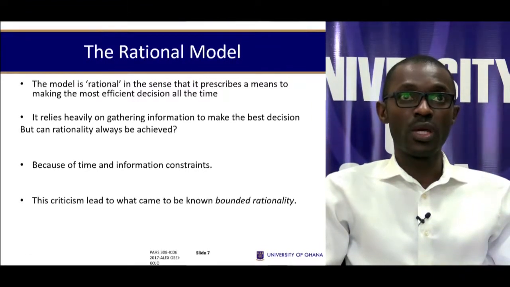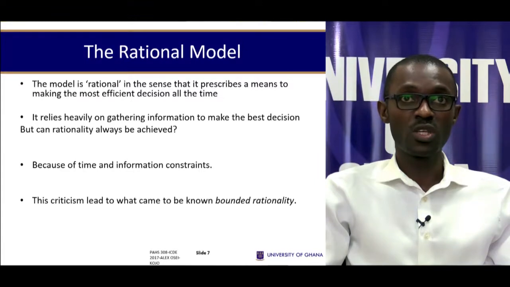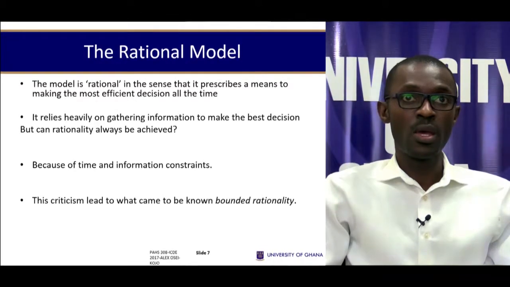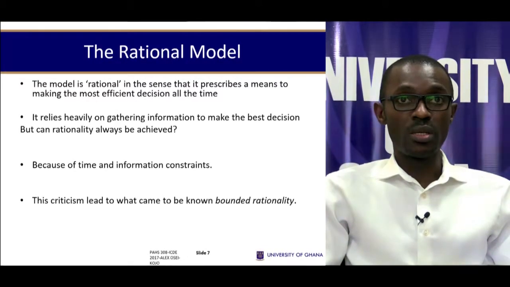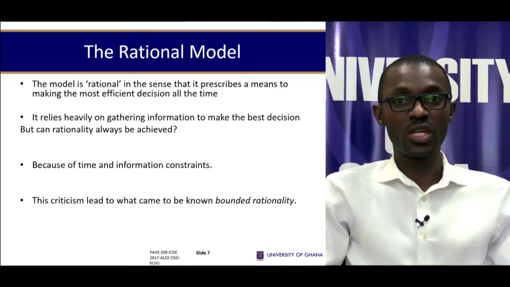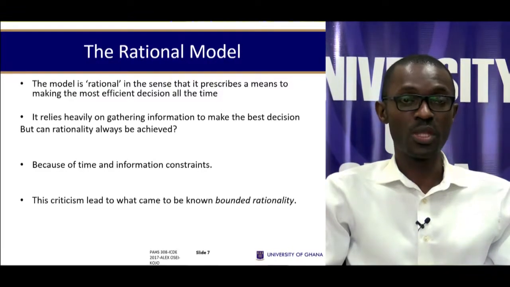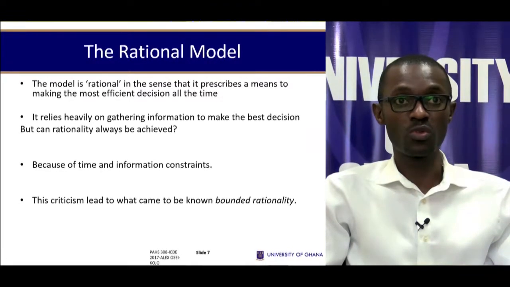The model is rational in the sense that it prescribes a means to making the most efficient decision all the time. It relies heavily on gathering information to make the best decision. But can rationality be achieved always? The question here is that the rational model suggests that individuals and groups or policies are made with the intention of achieving the most efficient decision. But can we always achieve rationality? Because sometimes there are issues with time and information constraints.